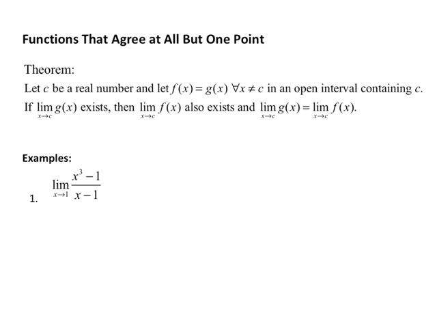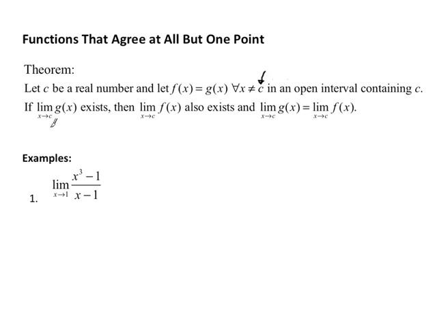Let's take a look at the idea of functions that agree at all but one point. So let's go through this theorem and then try to dissect it and understand what it's really saying. Let c be a real number and let f of x equal g of x for all x not equal to c in an open interval that contains c. So in other words, in some open interval containing c, f of x equals g of x everywhere except at c. When x equals c, then these guys actually have some type of different value.